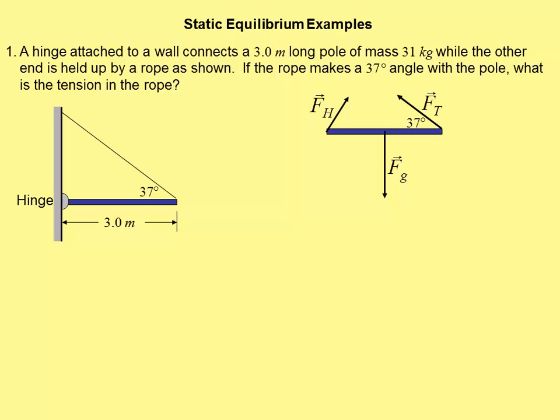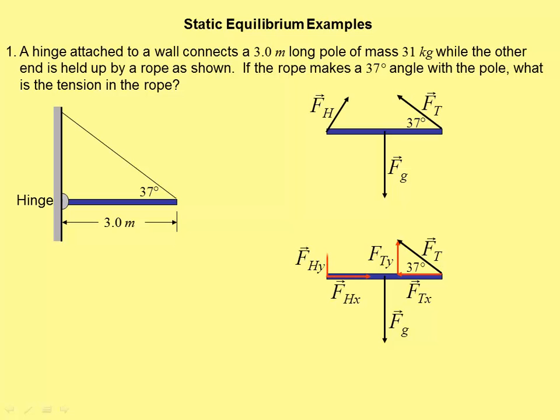Now, we could draw this with components. Again, they won't want you to do that on the actual AP test, but they usually say if you need to draw it later, go ahead and draw it. So let's go ahead and draw our force of gravity, which is vertical, our force of tension, which we can then break up into F of Tx and F of Ty. So that's how much of the force of tension is to the left and how much is up. Likewise, we can break the hinge up into F of Hx and F of Hy.